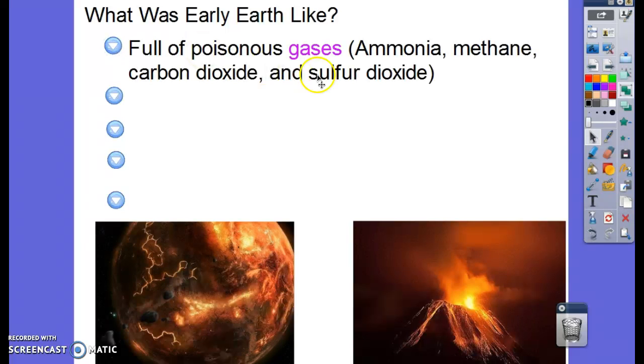So first thing is that early Earth was full of poisonous gases, okay? You definitely don't need to write these words down. They're just examples, okay? Examples of the poisonous gases: carbon dioxide, sulfur dioxide, ammonia. They were poisonous to living things today. The living things weren't around yet. It was full of poisonous gases.